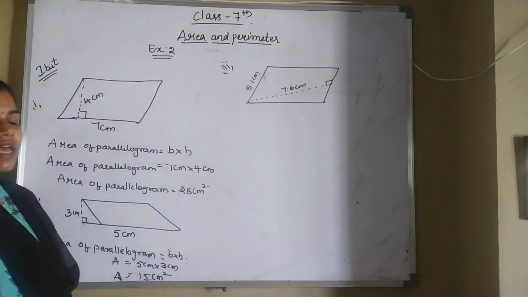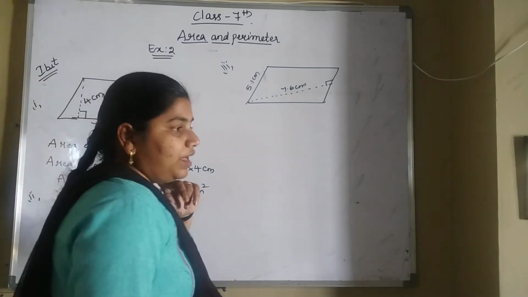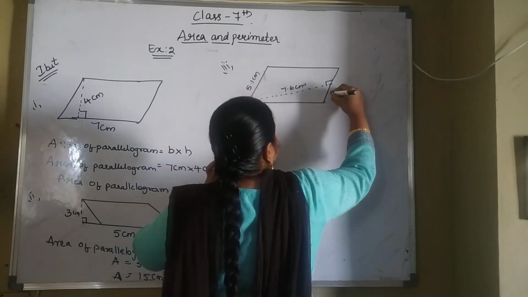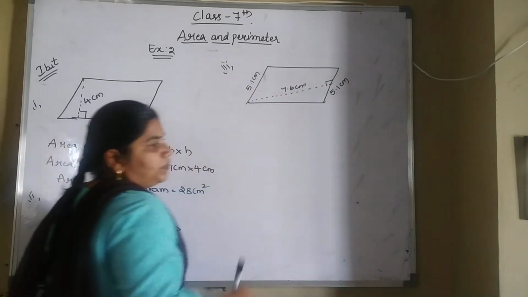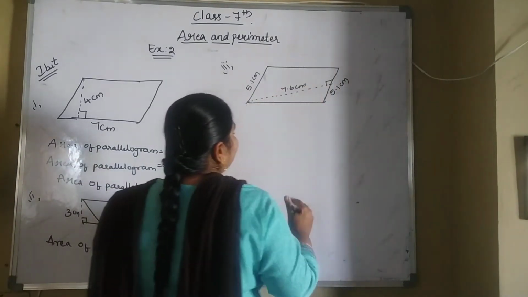So opposite sides will be equal in a parallelogram. So opposite sides are equal. So if it is 5.1 centimeters, here also it will be 5.1 centimeters. So now you have the height value as well as the base value.